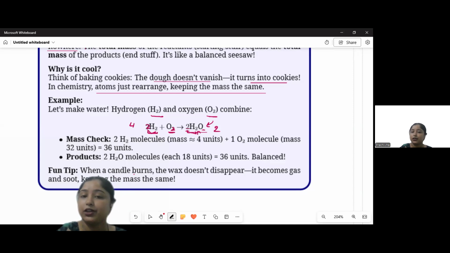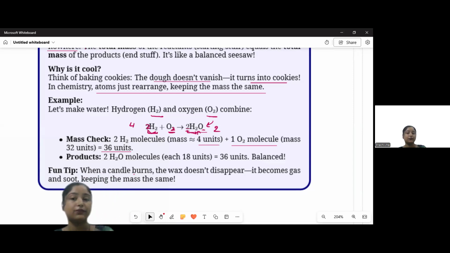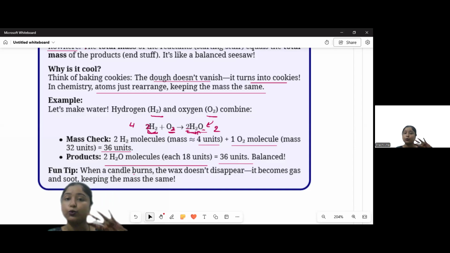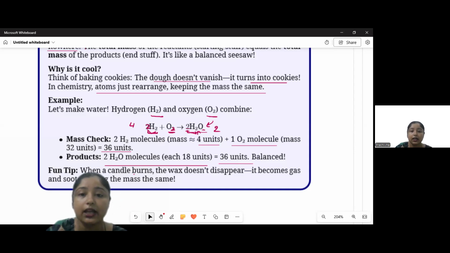See, two H2 molecules give you 4 units of mass, plus 1 O2 molecule gives you 36 units. Now, each oxygen is 18, so 18 times 2 gives you 36, right? Now the product is 2 H2O molecules, each of 18 units, which is 36 units, right? Both sides are balanced. Each unit is 18, and together you have 36, right? So 18 plus 18 on one side gives you 36, and on the other side, combined, that also gives you 36, right?